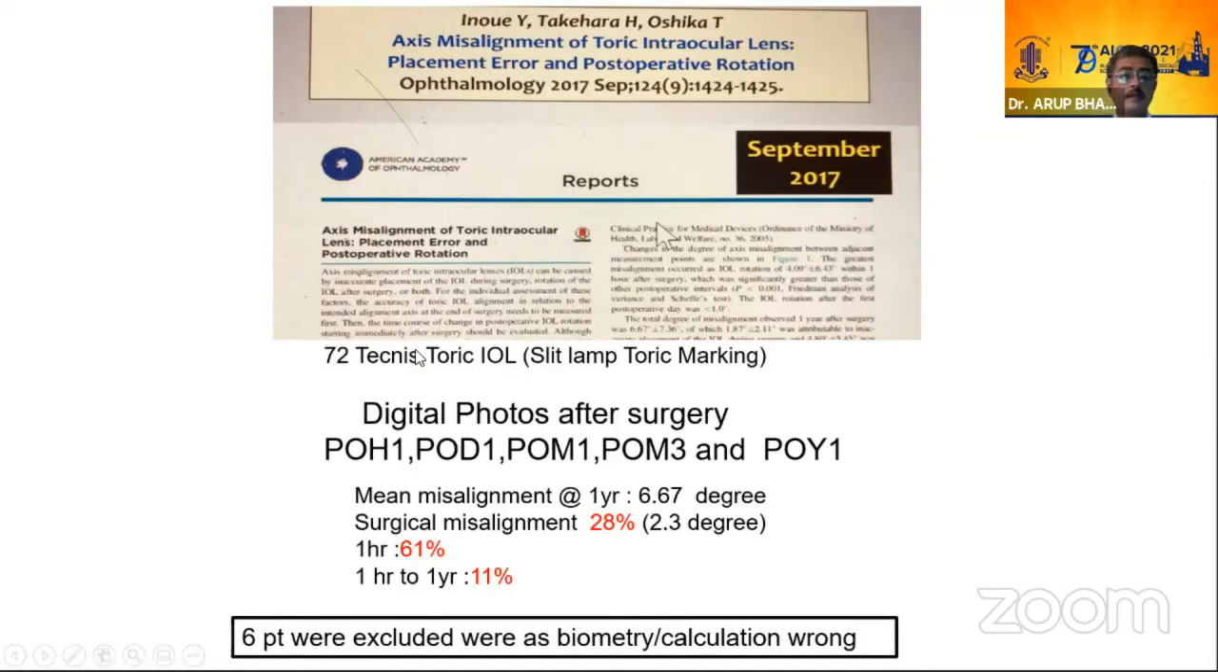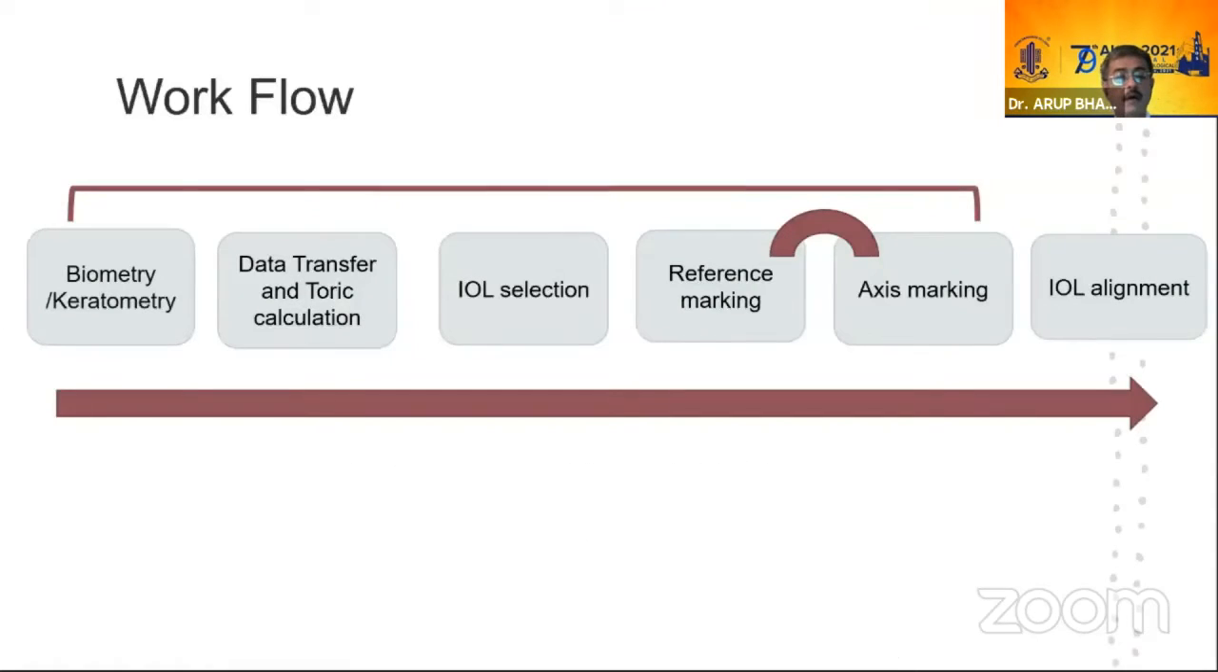There is a study on misalignment, axis alignment of toric IOL and error at postoperative rotation. In 72 toric IOLs in the study, digital photographs were taken after 1 hour, after 1 day, and after 1 month. They saw that the surgical alignment was wrong in 28%, and there was rotation of the IOL in 61% of cases, all rotated in the postoperative period. The most important time for rotation of the IOL is the first 1 hour.